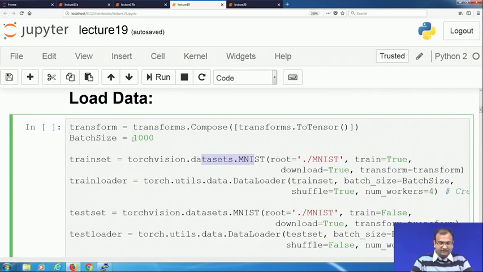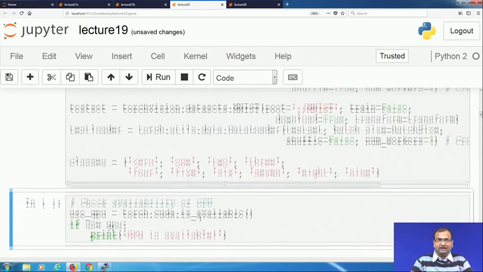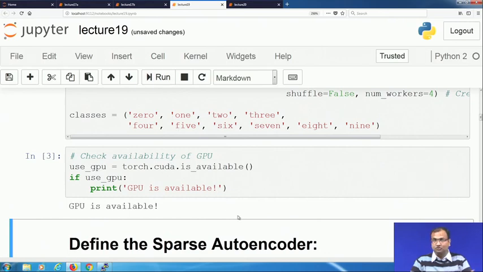Here we start in the same way, with 4 workers in parallel loading batches of 1000 samples. Then I have my GPU availability check over here, which checks that my GPU is available, so I can use the best way of accelerating my code.